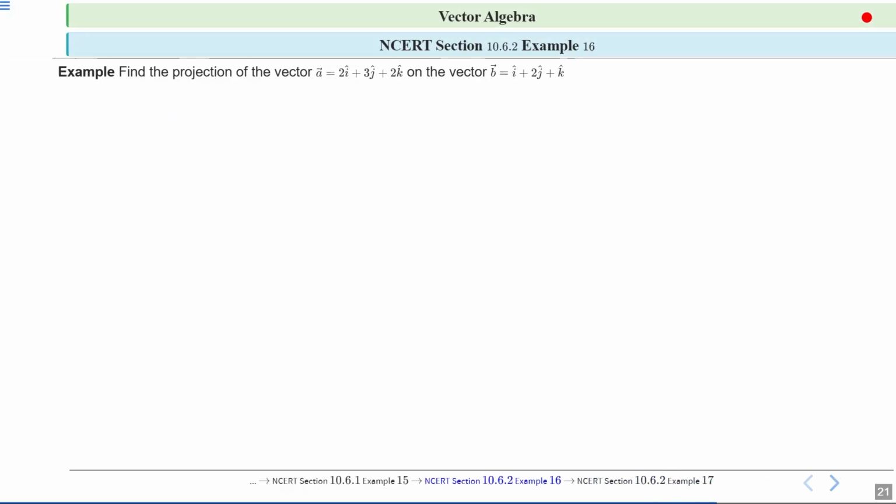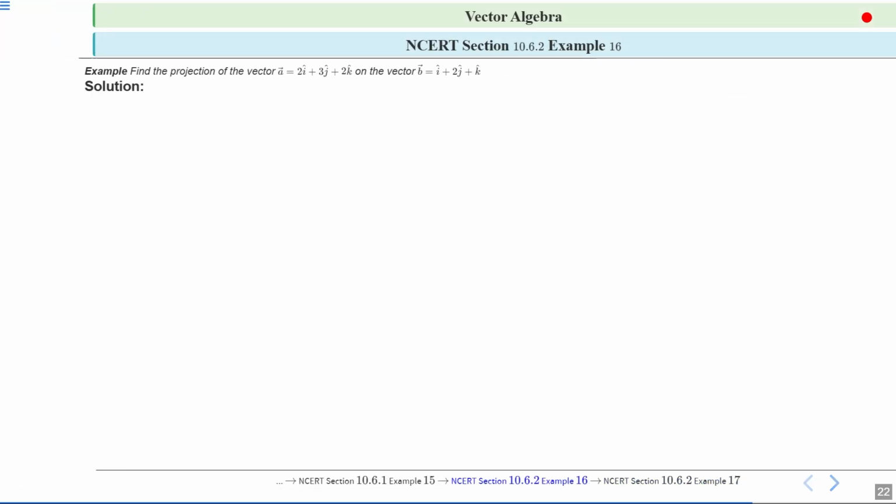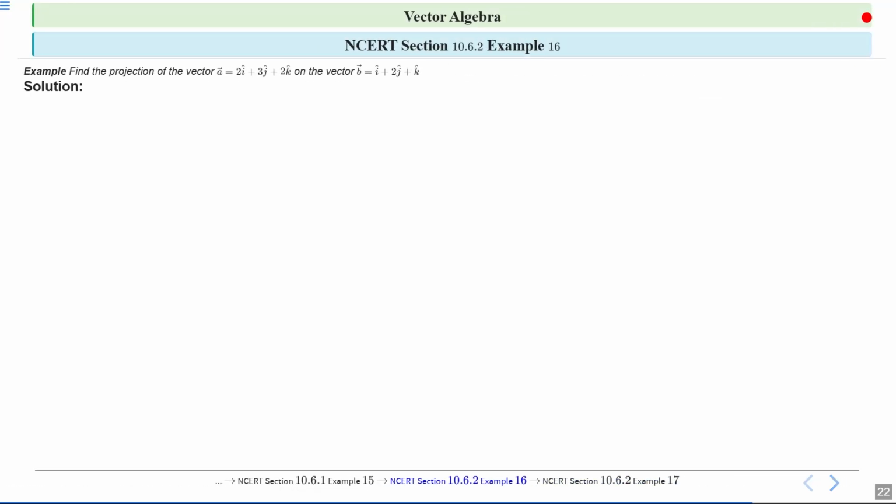Next is NCERT section 10.6.2 example 16, which says: find the projection of vector A, which is 2 i cap plus 3 j cap plus 2 k cap, on the vector B, which is i cap plus 2 j cap plus k cap, right? We have to basically find the projection of A vector on the vector B vector, right? Okay. So let's see how we can solve this.